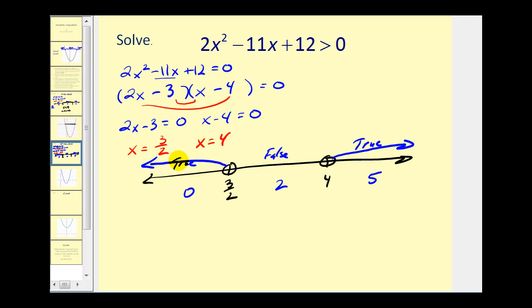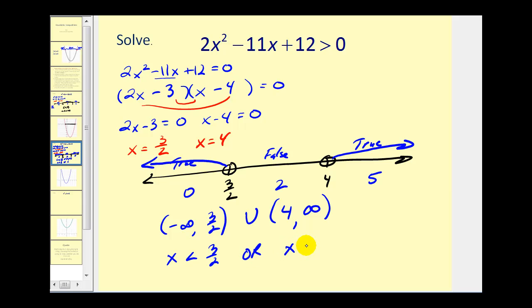So using interval notation, it would be the interval from -infinity to 3/2. It does not include the endpoint there. And also from 4 to +infinity. Again, it's open on 4. Or if we want to use inequalities, we would have x is less than 3/2 or x is greater than +4. Let's go and take a look at it graphically now.